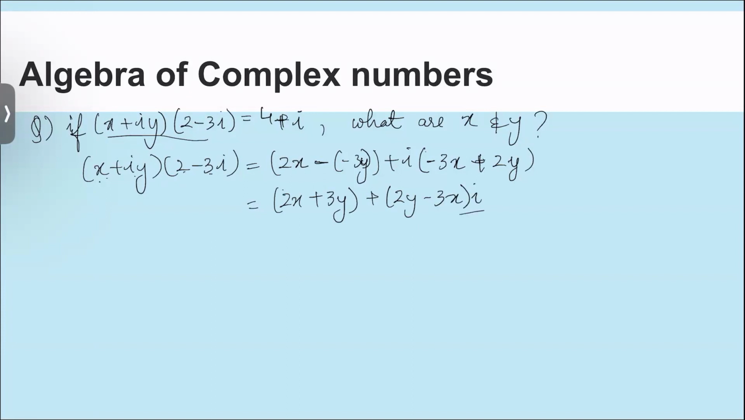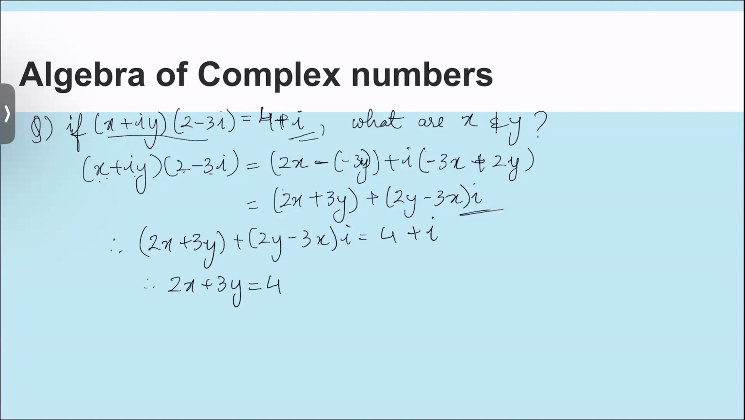Now we equate this with the right hand side of the statement that is given. So therefore 2x plus 3y plus 2y minus 3x i is equal to 4 plus i. Therefore we have 2x plus 3y is equal to 4 and 2y minus 3x is equal to 1. Now again we do the similar thing. We try to substitute for either x or y, and then we resubstitute it into the other equation.